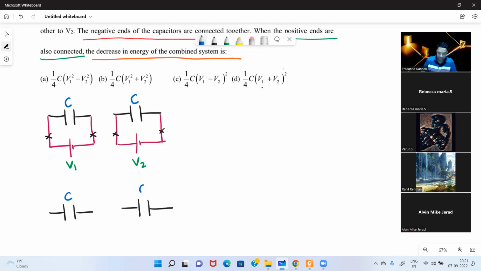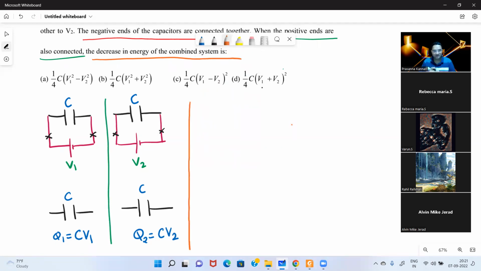So capacitance will be C. What will be the charge on the first one? Q1 will be equal to C into V1. What about the charge on the second one? Q2 will be equal to C into V2. So these charges will be retained by the capacitors, correct? Now we are going to connect these two capacitors together. The plate connected to the positive terminal of the battery would have become positively charged. The one connected to the negative terminal would have become negatively charged.